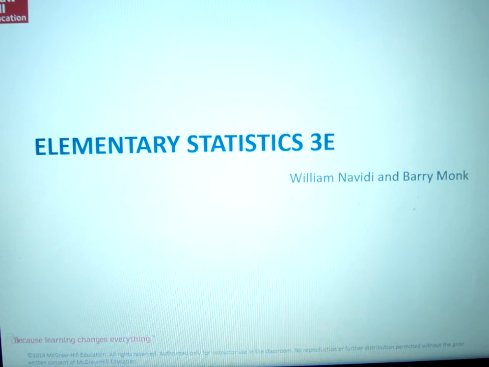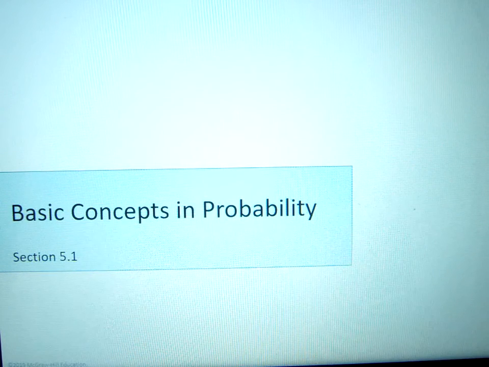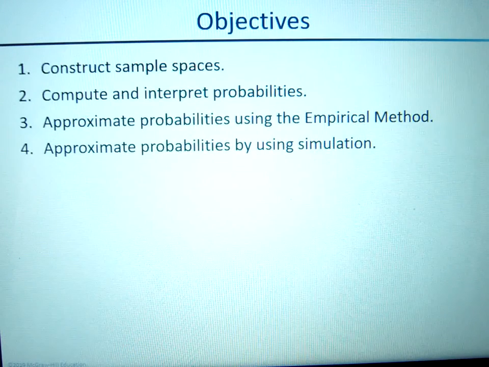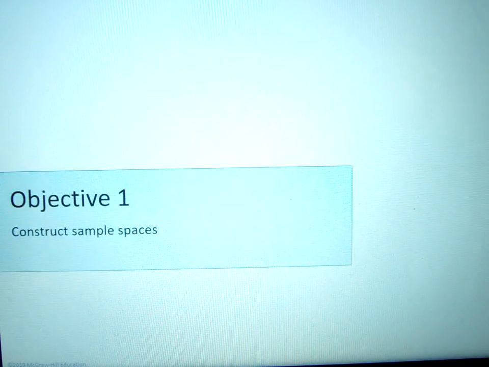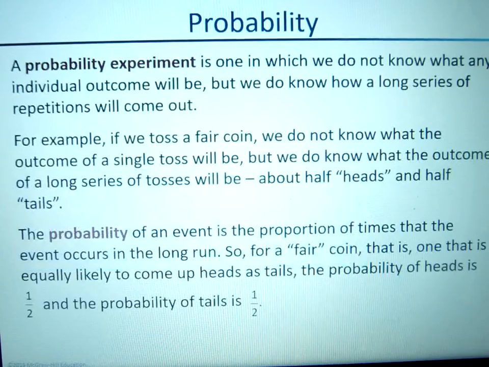Okay guys, believe it or not, we're in chapter 5, section 1. So let's get rolling. Basic concepts in probability. We're going to look at constructing sample spaces, computing and interpreting probabilities, approximating probabilities using an empirical method, and approximating probabilities using simulation. So let's look at what sample spaces are.